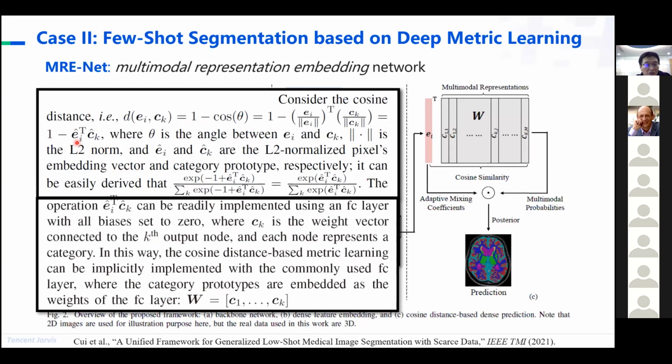Then let's consider the cosine distance, which is 1 minus the dot product of the normalized feature vectors and the class prototypes. Then it can be easily derived that this posterior is a softmax over the dot products. The dot product can be implemented using an FC layer with biases set to 0, and c_k is a weight vector connected to the k-th output node, and each node represents a category. In this way, the cosine distance can be implemented with a commonly used FC layer, and the category prototypes are embedded as the weights of the FC layer.